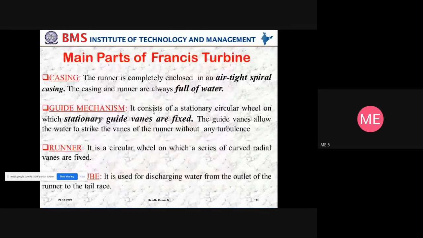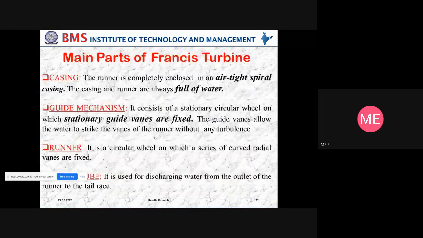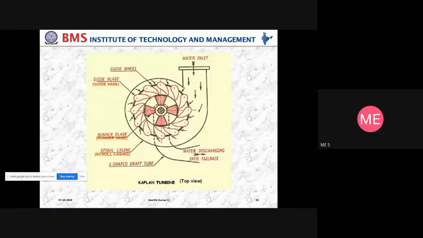If you go for the Francis, you can see the fixed picture. The water enters the penstock, scroll casing, guide blade. Till here it is the same. Only this portion is removed. For the Francis turbine, the number of blades will be 12 to 16. Here, you observe this portion. But here, the number of blades will be at most 6. Usually in all cases it will be 4, and maximum it can extend up to 6. That's all.